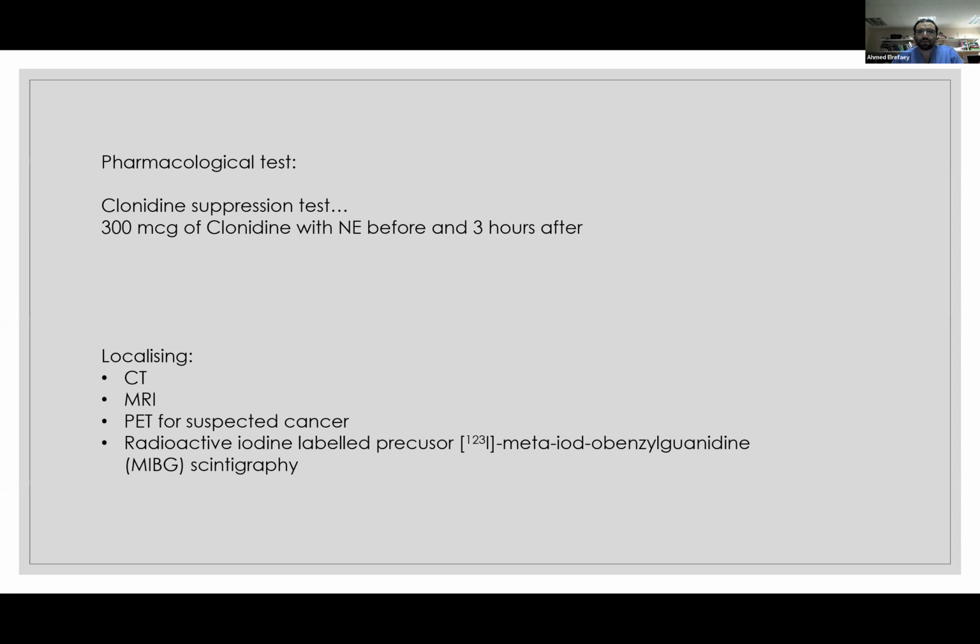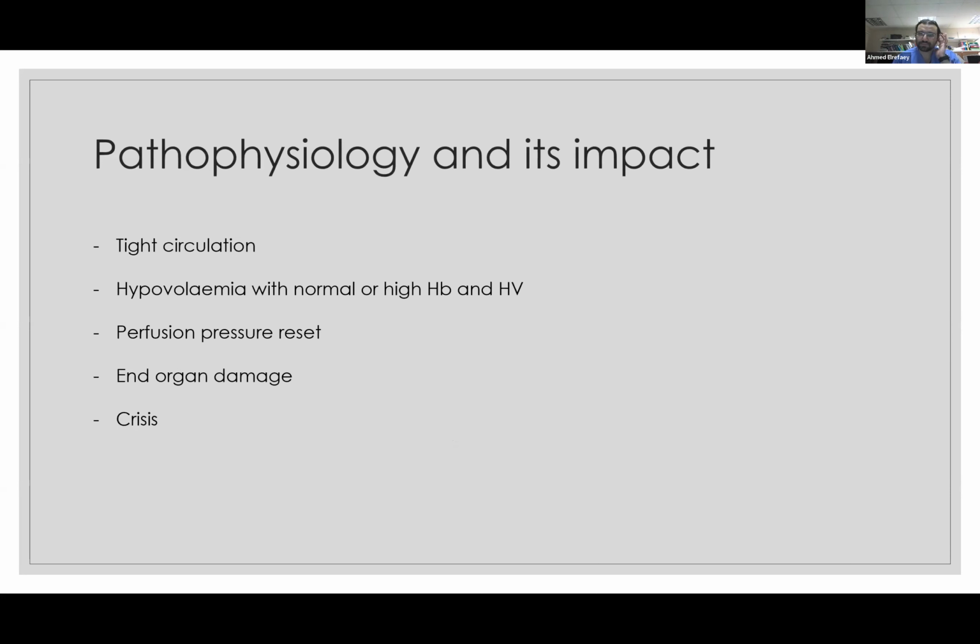And after diagnosing, we need to know where these hormones are coming from. So we do CT, MRI, and if we are suspecting cancer, it's a PET-CT. Or we can use a radioactive iodine labeled precursor, which is the iodine 123 meta-iodobenzylguanidine scintigraphy. So we inject that, and then we try to localize which part of the body is creating this radioactive material, because it might be a pheochromocytoma or a paraganglioma in a ganglion somewhere in the body, and we can't see it on the CT. So the scintigraphy will help us diagnose this.